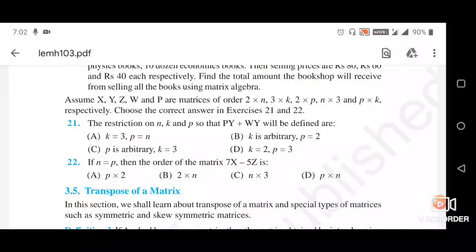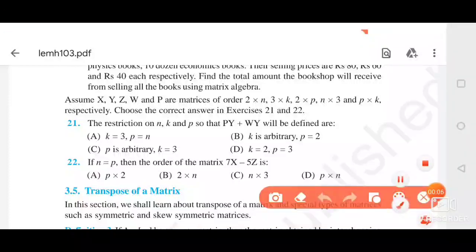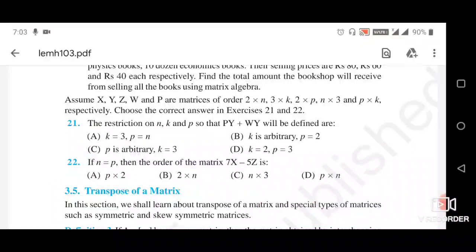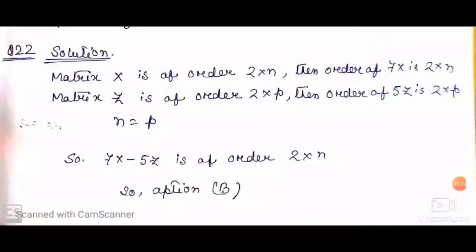Now come to question number 22 of exercise 3.2. In 22 it is given if n is equal to p, then the order of the matrix 7X minus 5Z is. We have to choose an option from these given options. So here we have done our calculation of question number 22. Matrix X is of order 2 by n which is given. Then order of 7X will be 2 by n.